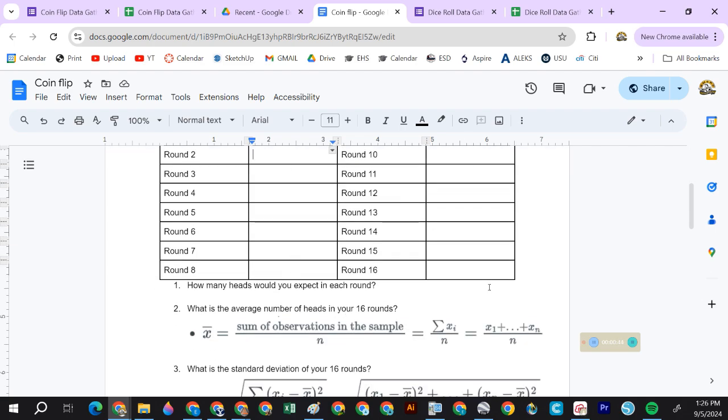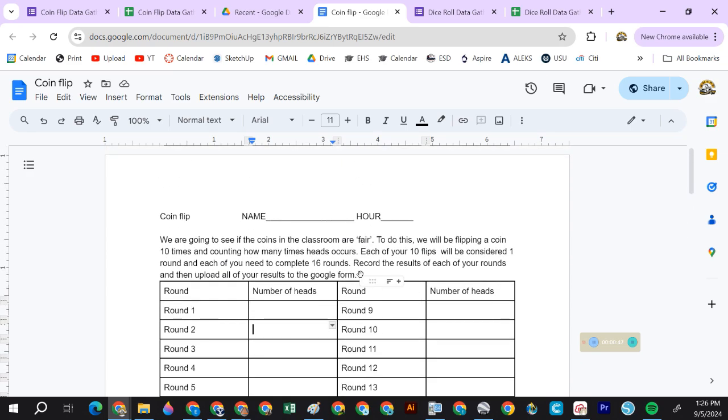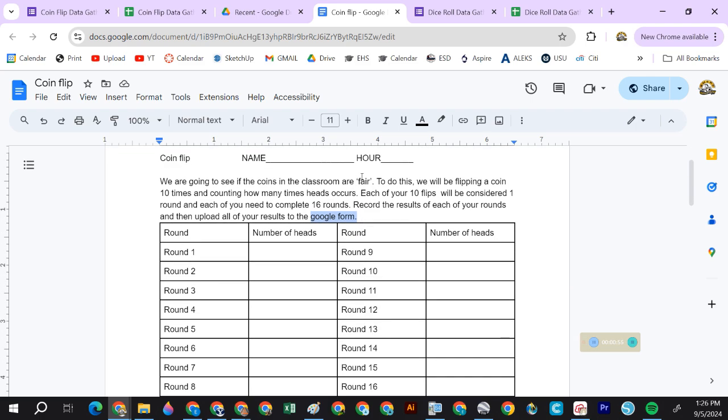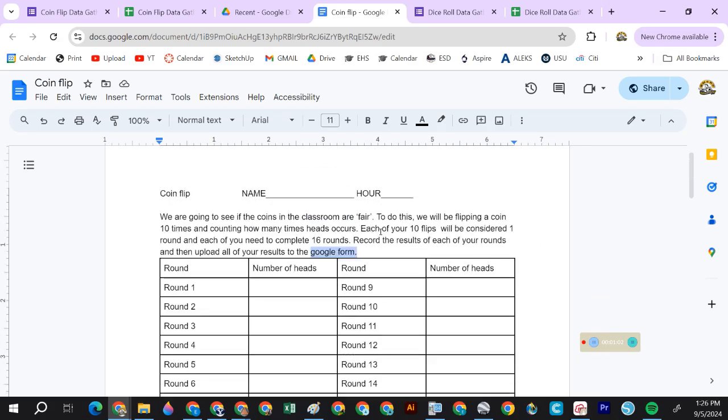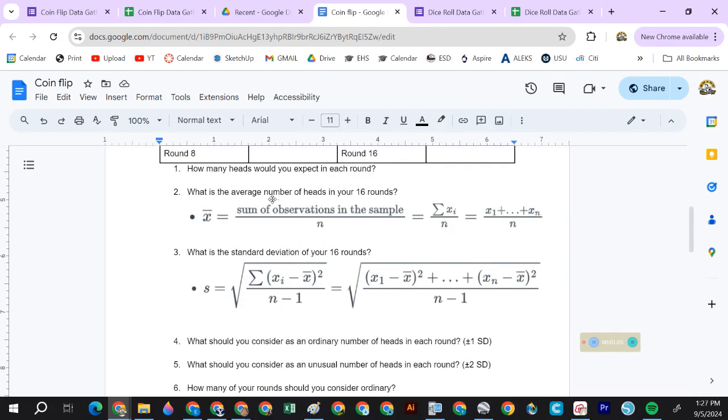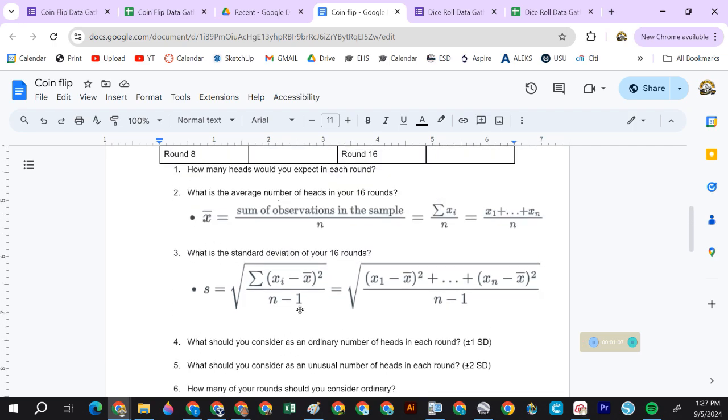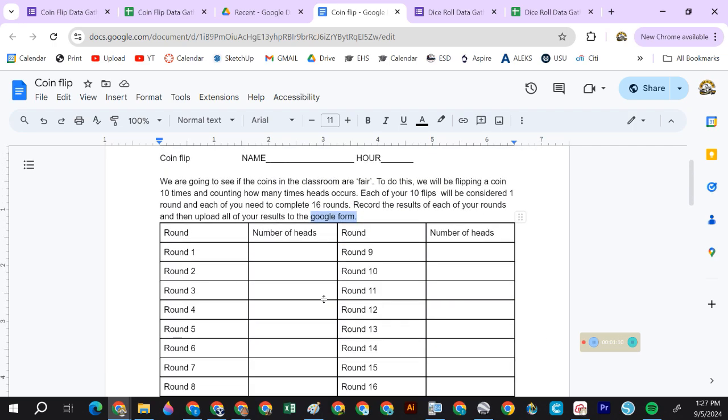Once you have completed all 16 rounds, go to the Emory High Canvas page, and there will be a Google form called Coin Flip. Enter your data for all 16 rounds. Now I realize you're flipping the coin 160 times. I'm sorry. That's just how we're going to gather data. Once you have entered this into your Google form, you can answer these 7 questions on the first page. Now some of them you might struggle with a little bit. So I'm going to pause the video and you guys flip the coins. Once you have all of your coins entered into the Google form, then go ahead and start answering questions 1 through 7.